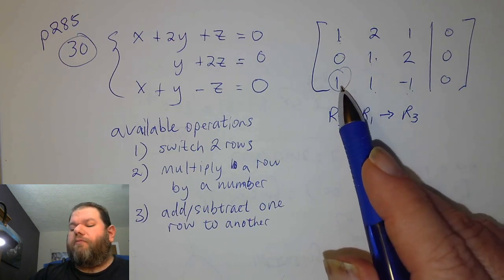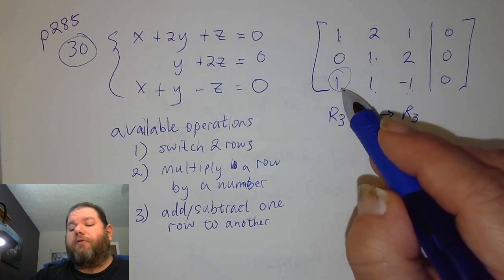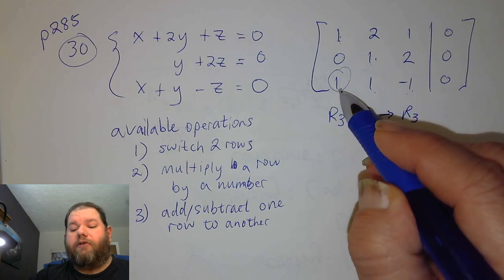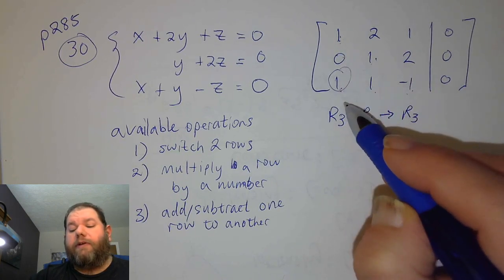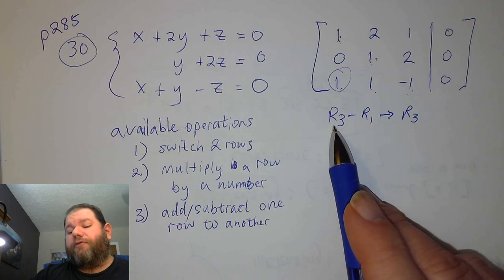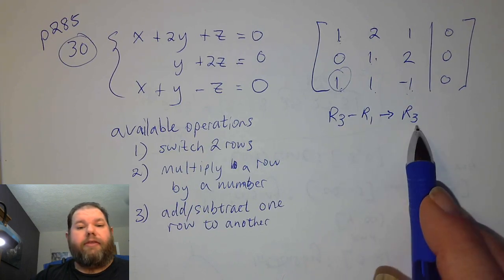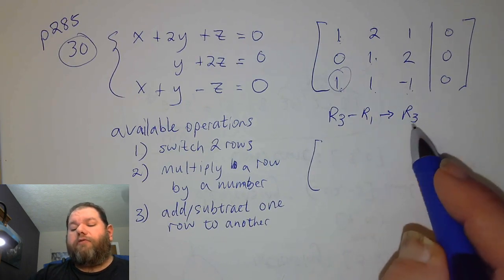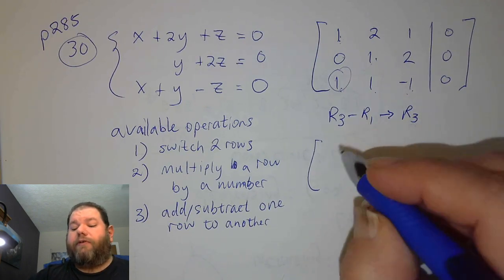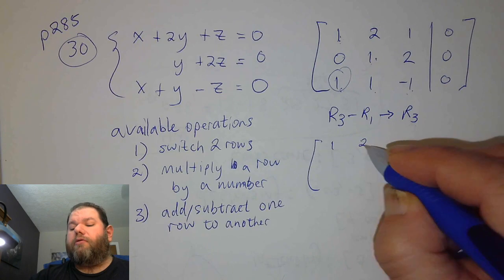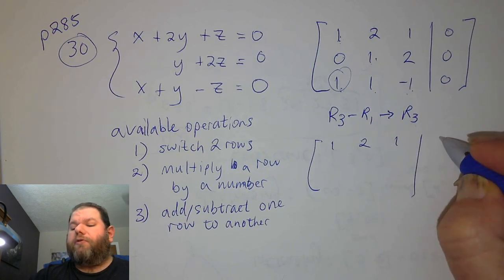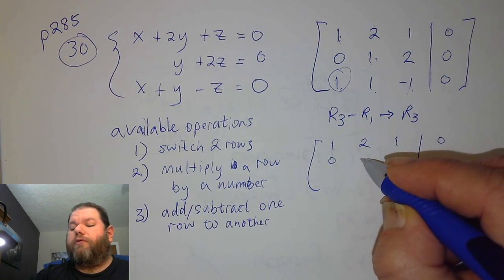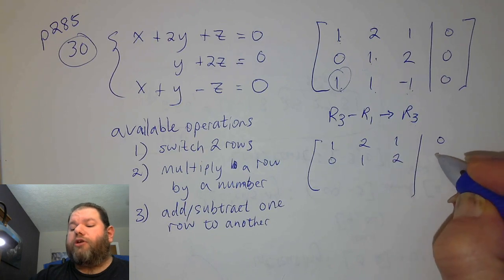So what I'm saying we want to do is we want to make this a 0. We can make this 0 by subtracting this 1 from it. So if we take row 3 and subtract row 1, we'll make that the new row 3. Now, the only row that we're changing is row 3. So first thing we'll do is make sure we write down row 1 and row 2, because those have not changed.